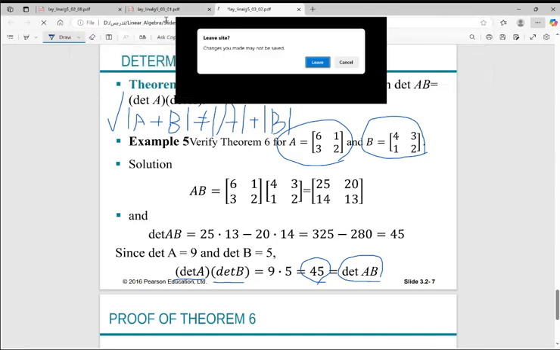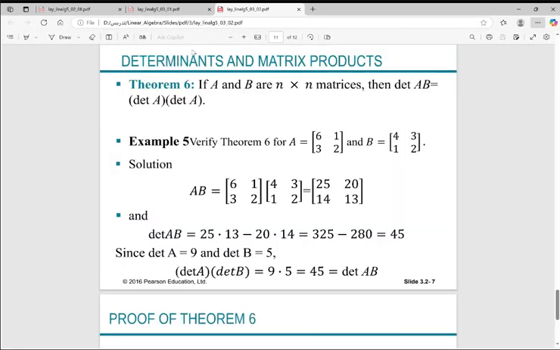Okay, great. Okay, Doctor, let me ask you a question. What is the relationship between determinant of A and determinant of the inverse of A? What is the relationship between determinant of A and determinant of A minus 1?